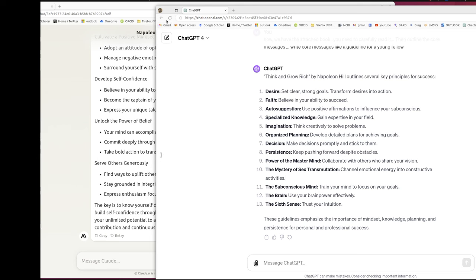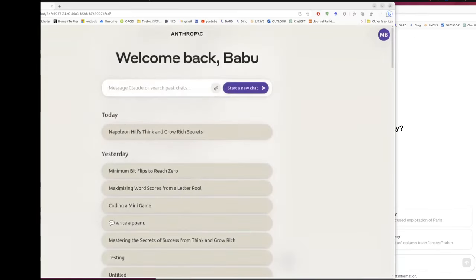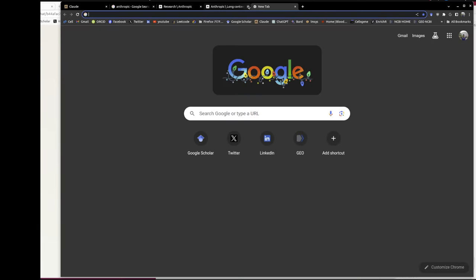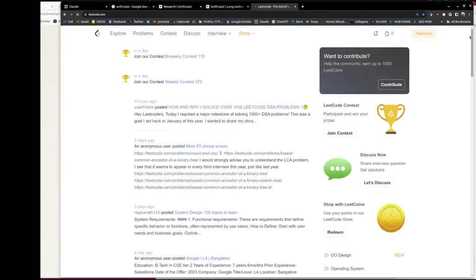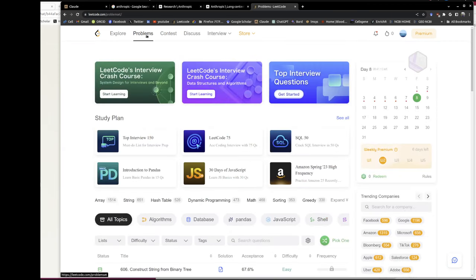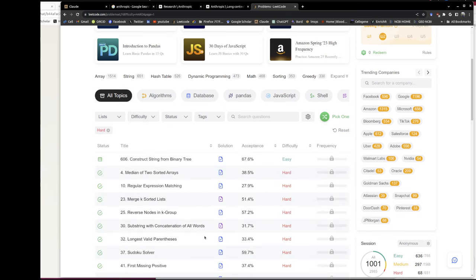Now the next part. In the second part, we will go through LeetCode and try to find a hard problem and see who has the capacity to solve it. So we go to LeetCode. Let's go for the hard problem.